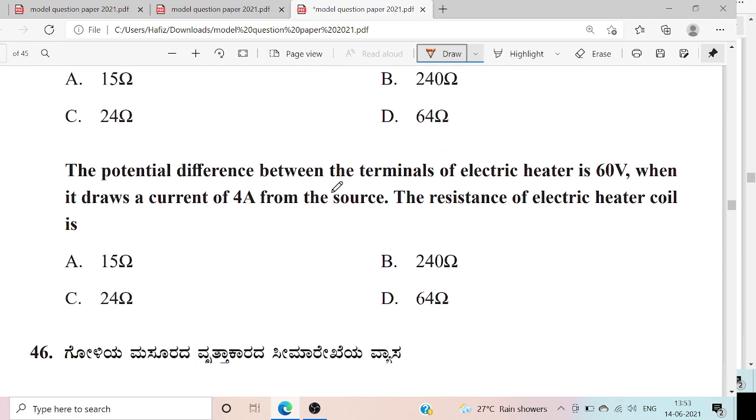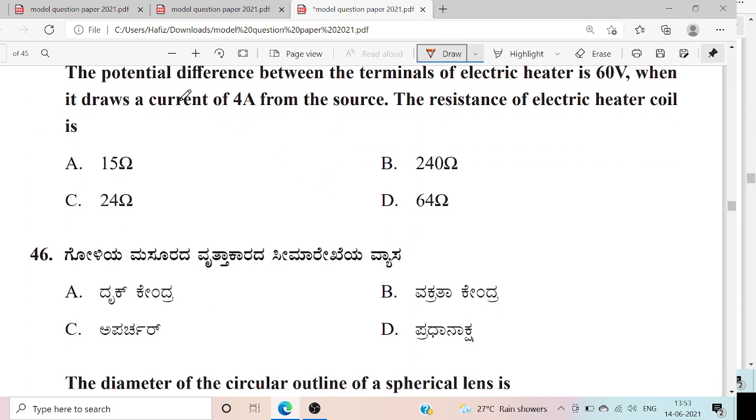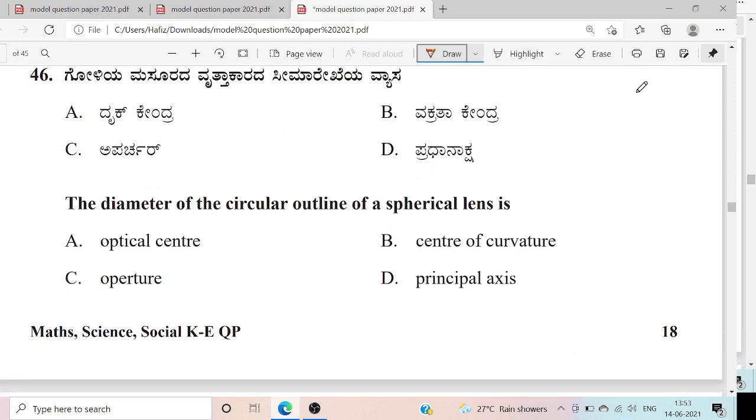Okay, now the next question is from the electricity chapter. The potential difference between the terminals of an electric heater is 60 volt when it draws a current of 4 ampere from the source. The resistance of the heater coil is. Using Ohm's law, you can write that R is equal to V by I. Voltage is 60, current is 4, that is 15 ohm, means option A is right. The resistance of the heater coil is 15 ohm.